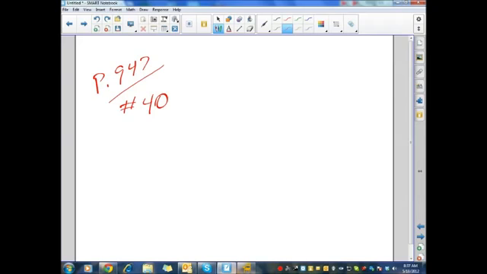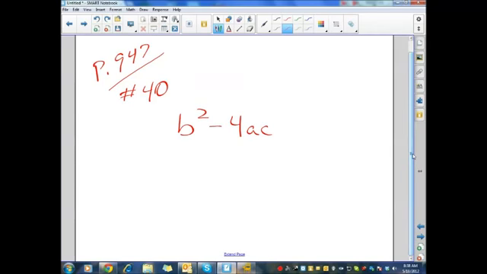Oh, isn't it b squared minus 4ac? Very good. B squared minus 4ac. That's where you started, and this gave you information. So let's fill this in for that. Can somebody read me that original problem on number 40? 3x squared plus 6x plus 2 equals 0.